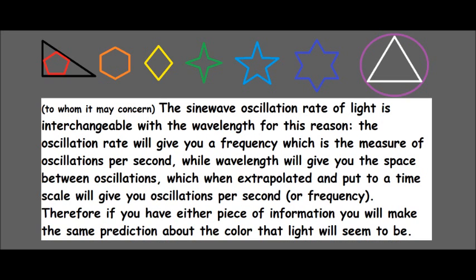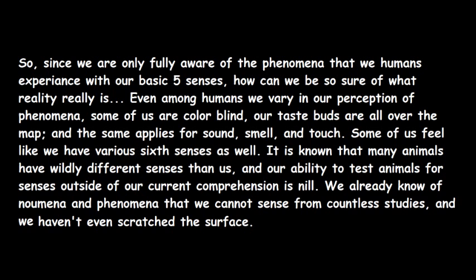Just a quick clarification, the sine wave oscillation rate of light is interchangeable with the wavelength for this reason. The oscillation rate will give you a frequency, which is the measure of oscillations per second, while wavelength will give you the space between oscillations, which when extrapolated and put to a time scale will give you oscillations per second or frequency. Therefore, if you have either piece of information, you will make the same prediction about the color that the light will seem to be.